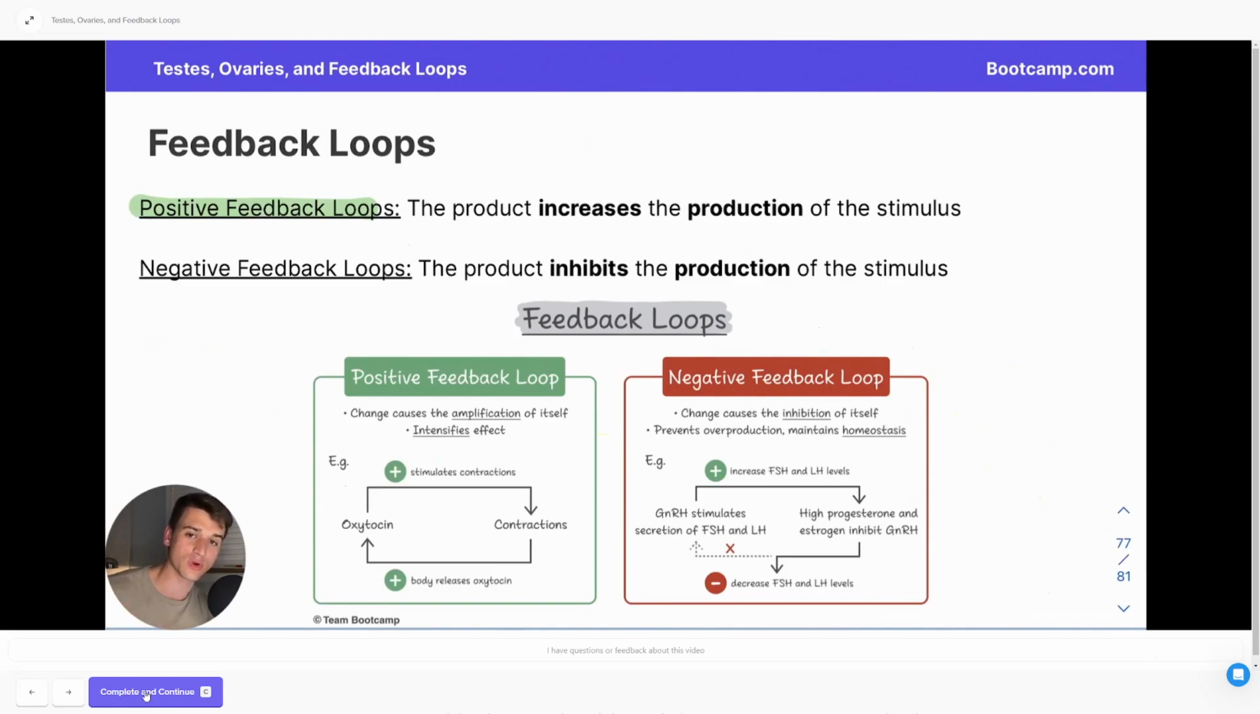And you can kind of think of a positive feedback loop as a hamster on the wheel. The more the hamster runs, the more the wheel turns. The more the wheel turns, the more the hamster has to run to keep up with the wheel. And again, the more the hamster runs, the more the wheel turns, and so on and so on. Both the hamster running and the wheel turning increase the presence of each other.